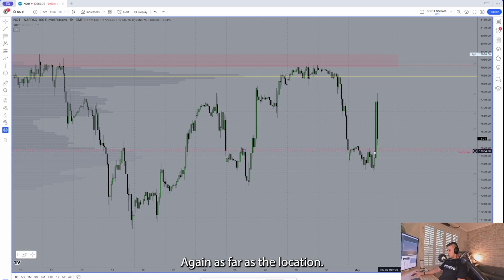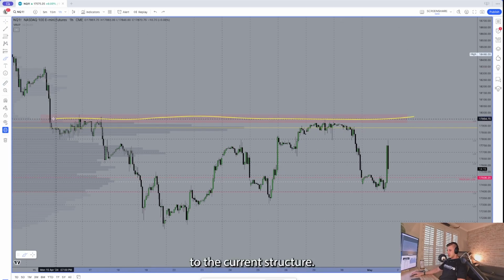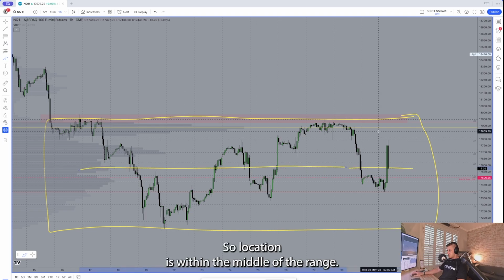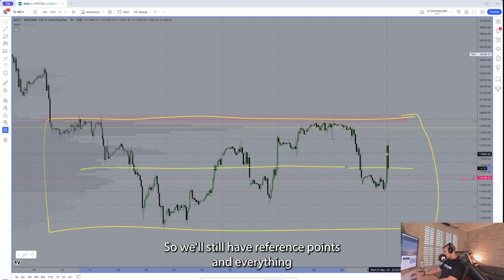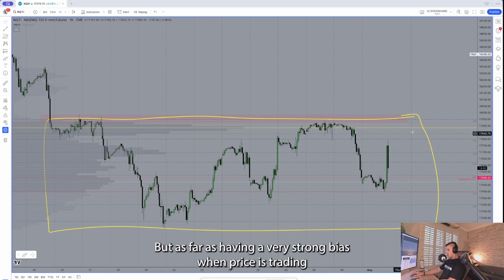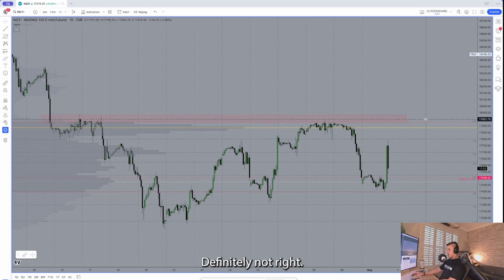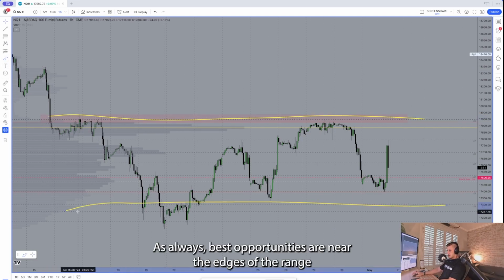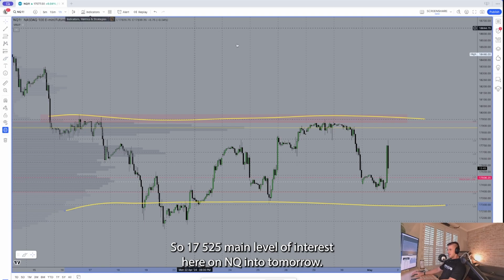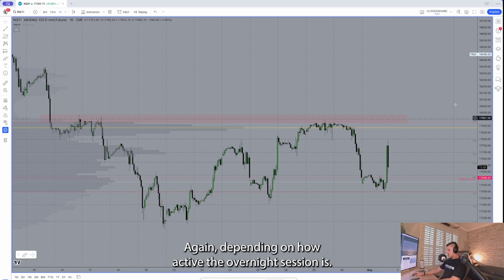Again, as far as the location, when I say location, I'm just talking about where is price in relation to the current structure. So we know the current structure, sideways range, right? And price is right here. So location is within the middle of the range. So we'll still have reference points and levels of interest that we can pull from the middle of the range. But as far as having a very strong bias when price is trading in the middle of the range, definitely not. As always, best opportunities are near the edges of the range because you can expect a much larger directional move in those areas. So 17,525 main level of interest here on NQ into tomorrow, again, depending on how active the overnight session is.